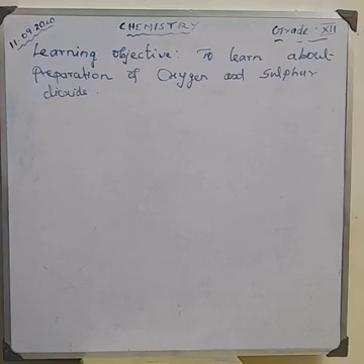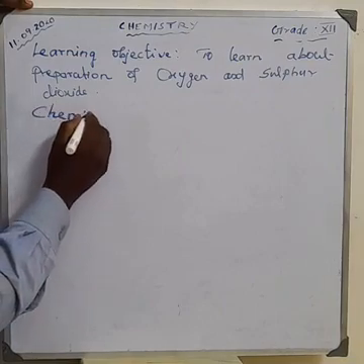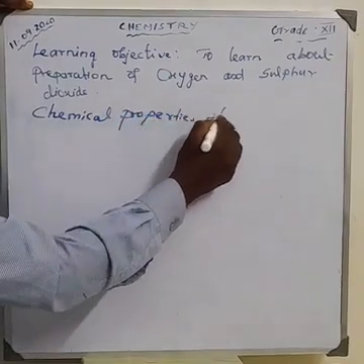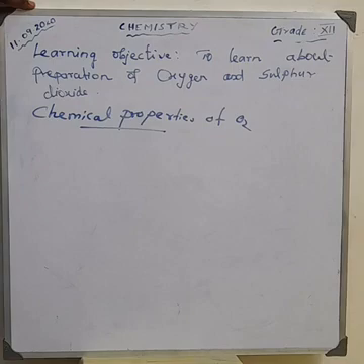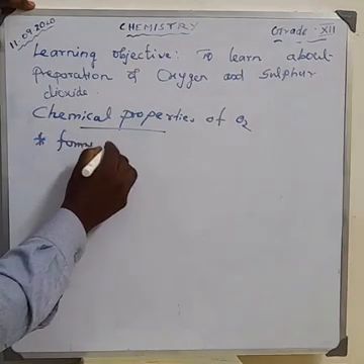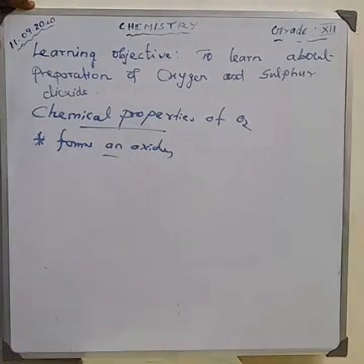What are the chemical properties of oxygen? Here the first one: oxygen combines with many metals and non-metals to form oxide. It forms an oxide. What's the point here? Oxygen combines with many metals and non-metals to form oxide.